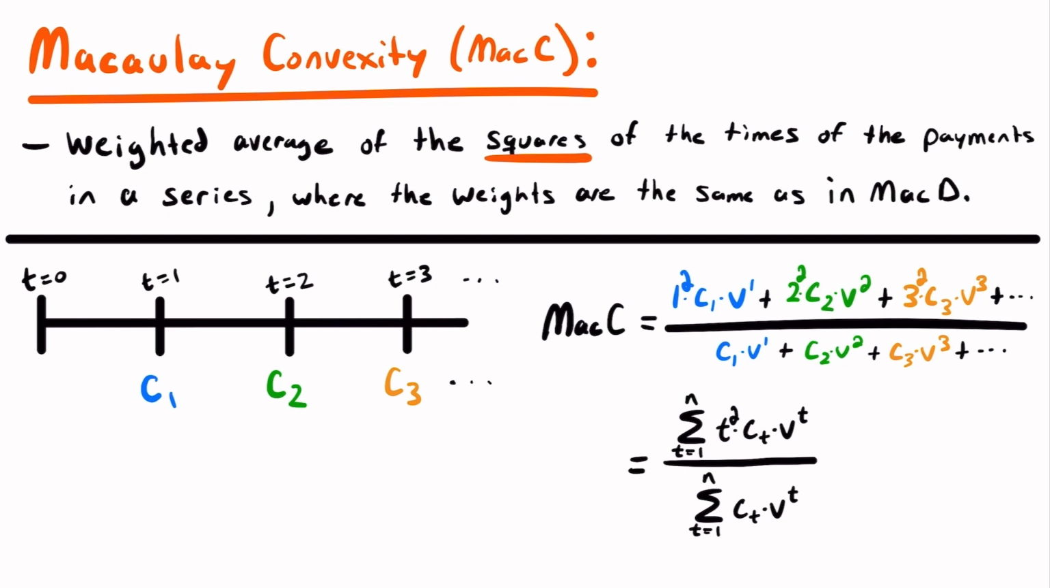It seems like it should be a whole lot more complicated than that, but that's really how you go about calculating the Macaulay convexity. The only difference between the MacC and the MacD is that in the MacC, we are squaring the time at which each payment is being made.